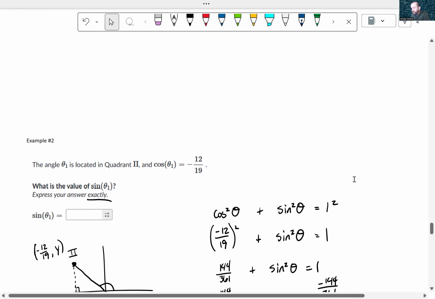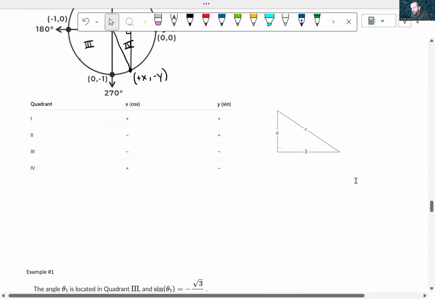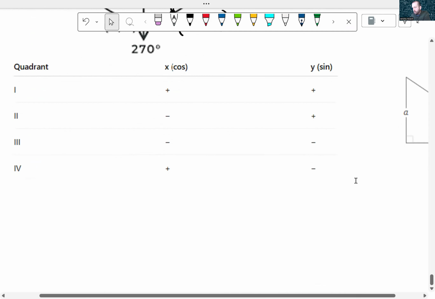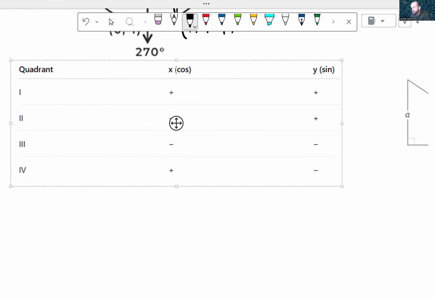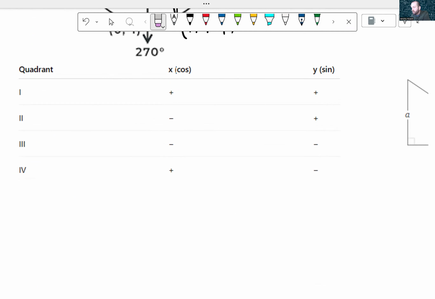Again, let's take a look at the sign chart for the quadrants. So we're looking at sine, and quadrant 2 is positive. And again, if you haven't taken a screenshot of that, make sure that you have a screenshot. That'll help you with these problems.